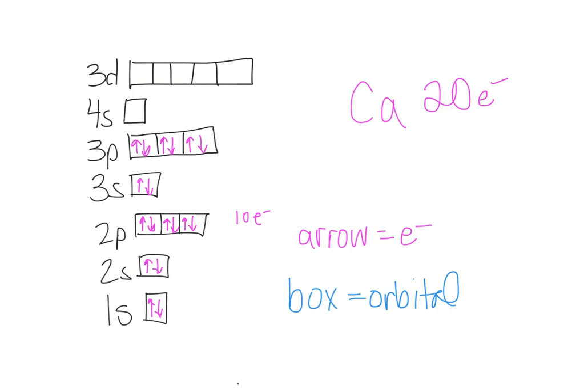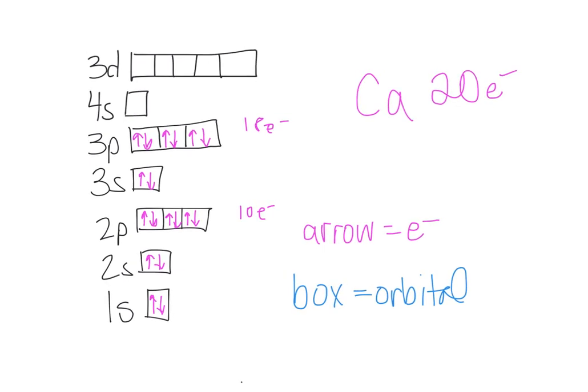Okay, we only need 2 more. We're at 18 here, so we need 2 more to get 20. 19, and then 20. So we didn't need to use the 3D orbitals at all. I just had them there to kind of show you at the start. So this is the orbital notation for calcium.